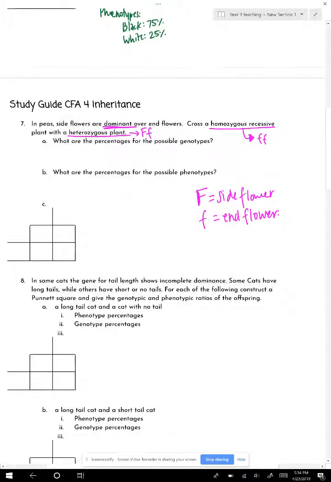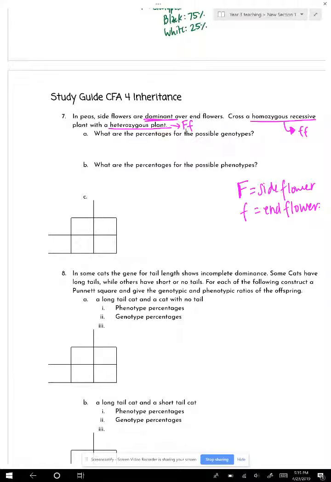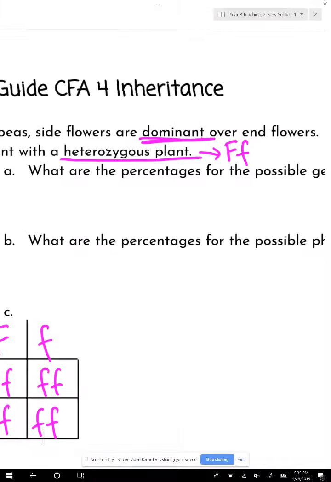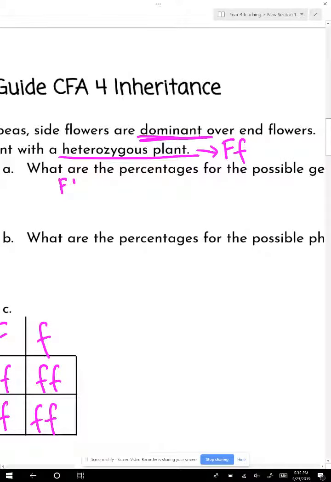So I'm going to cross these parents. So capital F with little f, and I'm going to complete my cross, and I get something that looks like this. And they ask us what are our percentages for our possible genotypes. So we have three possible genotypes. I have capital F, capital F, little f, and little f, little f.